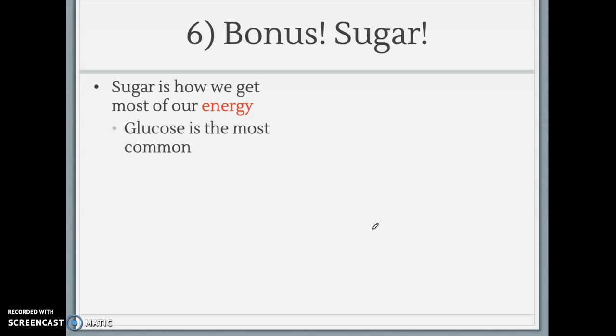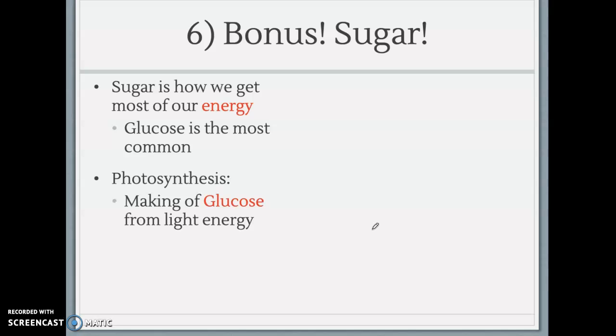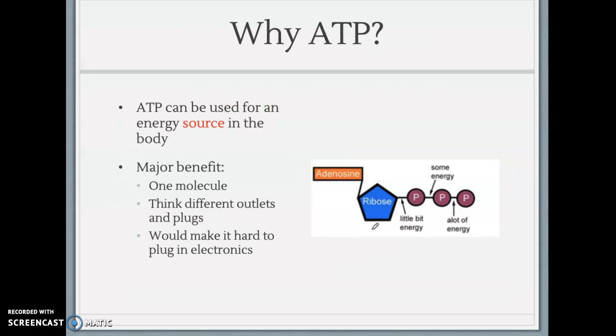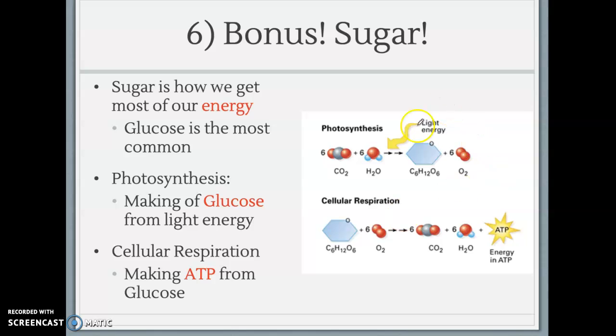Lastly, sugar is how we get most of our energy. Glucose is the most common one. Photosynthesis is the opposite process, where instead of using sugar for energy, plants are making glucose from light energy. Okay, so if I look at photosynthesis, I take CO2 and water, and I make glucose and oxygen.